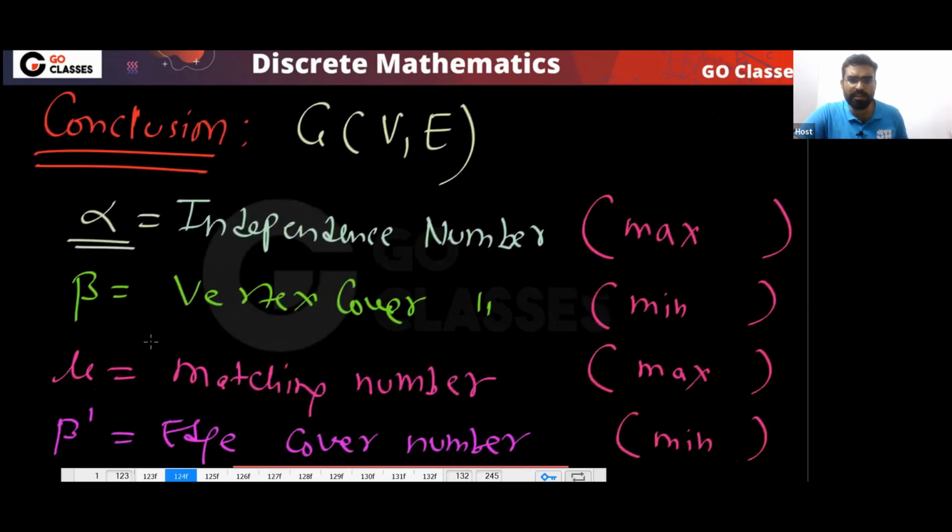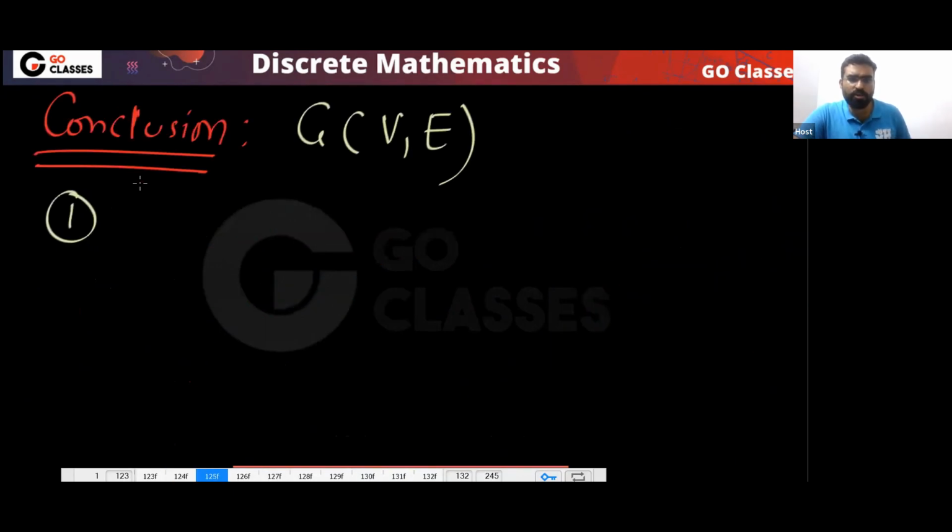So what was the summary? You can notice independence number and all these things we have seen. So this is the summary. The first summary is alpha plus beta. This is equal to the number of vertices. Alpha plus beta is equal to the number of vertices.